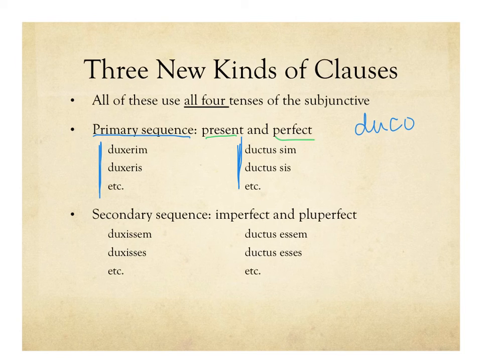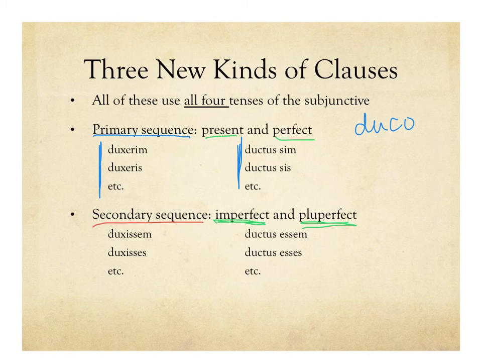Okay? If we are in secondary sequence instead, that is, if our main verb is in the imperfect, the pluperfect, or the perfect where we translate it as just a simple past, then we use the imperfect subjunctive to show sort of simultaneous action or action that will happen afterwards, and we use the pluperfect to show past action.